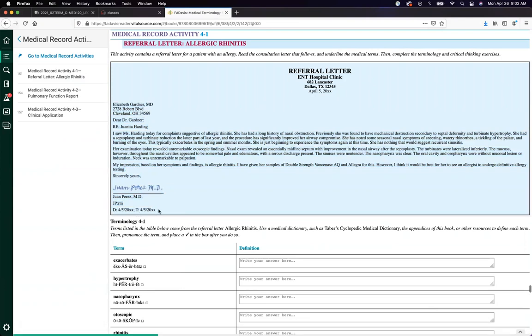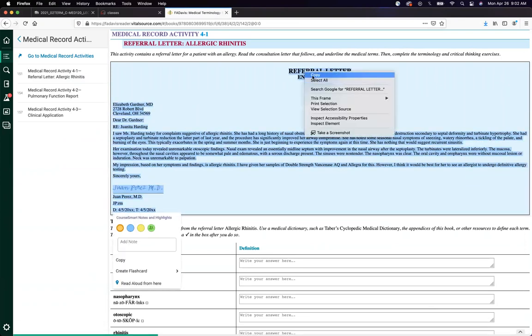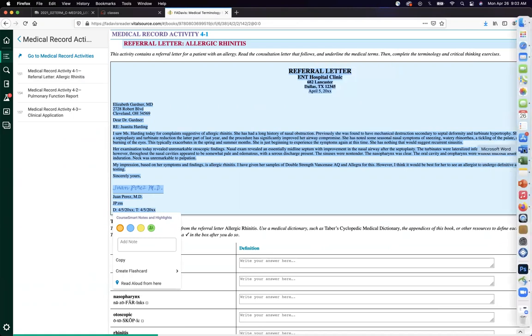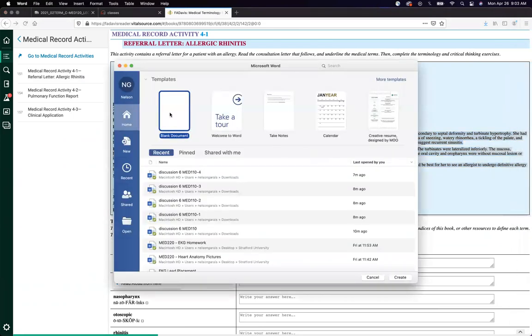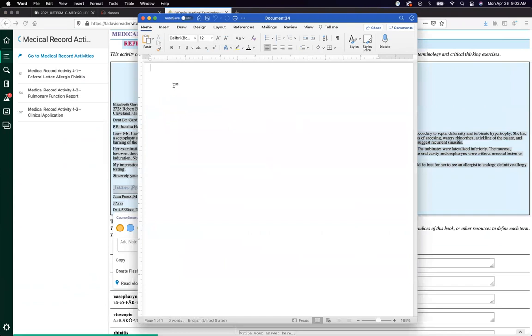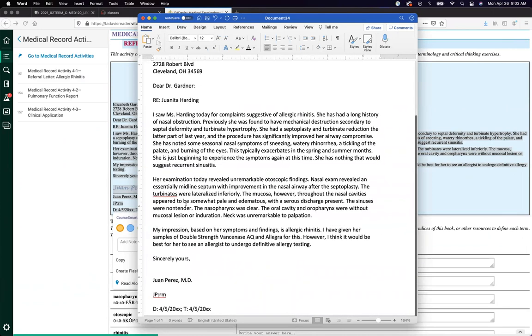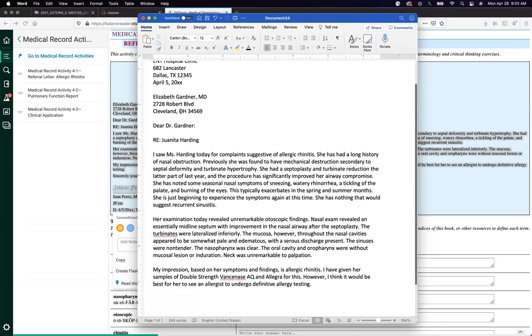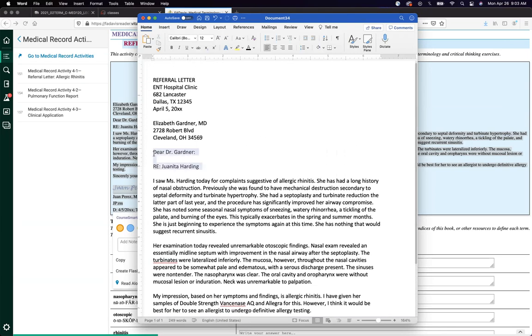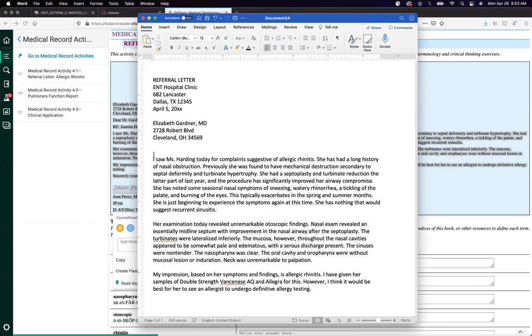Oops. I don't know how to copy and paste, apparently. You take the case, and then I open up my Microsoft Word, or I put it directly inside the assignment. So I have something like this. Now I'm going to take out the superfluous extra stuff that's not important to me. So this is a referral letter, right?